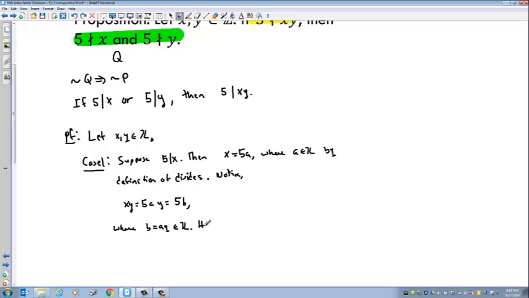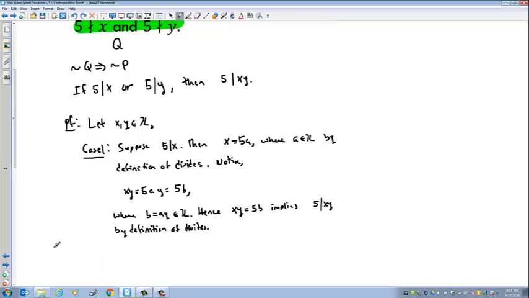All right, hence what? Hence xy equals 5b, which implies what? Implies 5 divides xy by definition of divides. And so we won't write "therefore" yet because we have one more case to do.